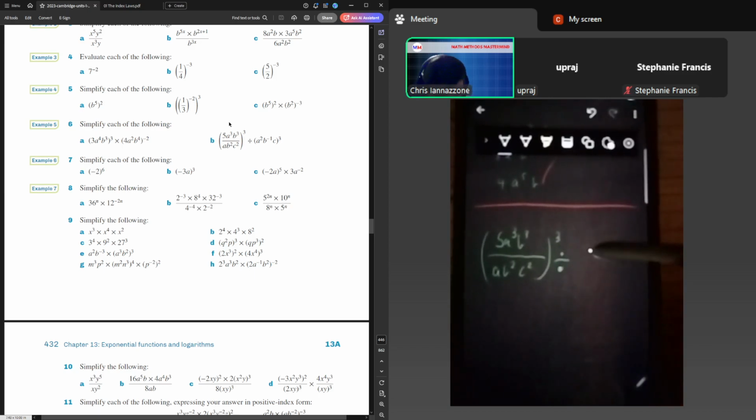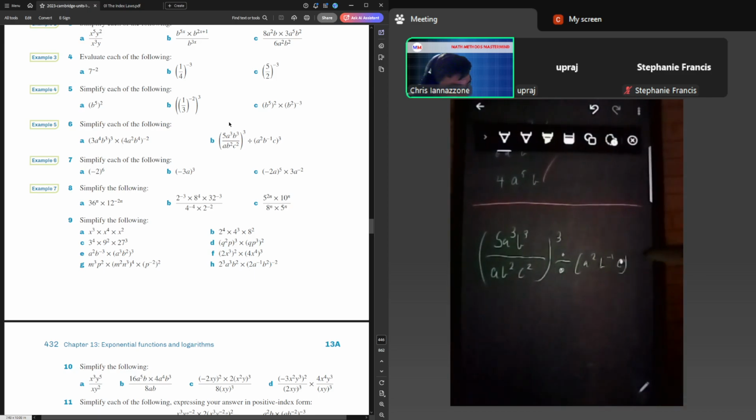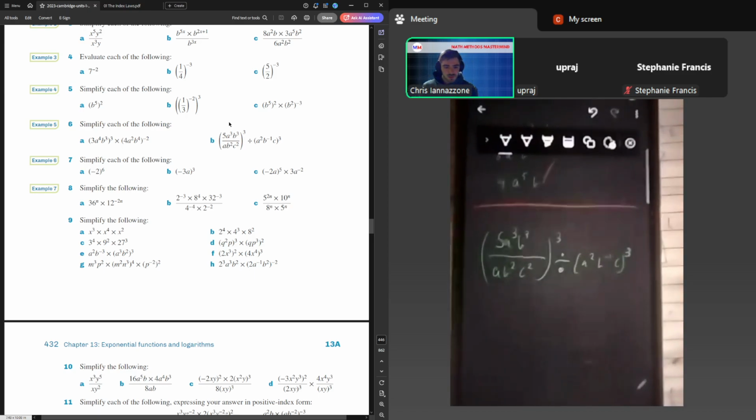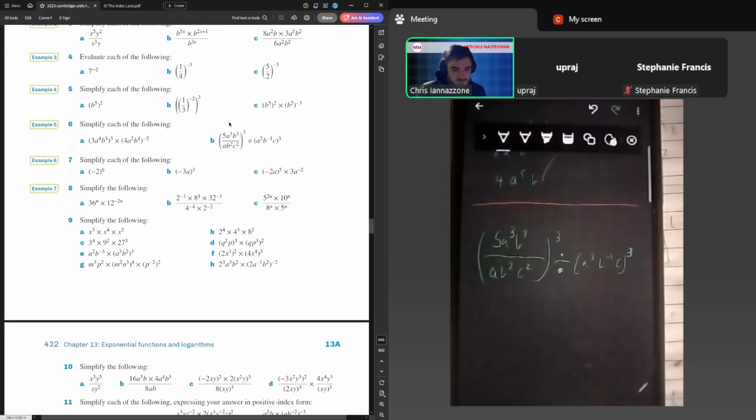I'm sure it'll unblur eventually. Divide a squared b to the negative 1, c, and then 3. Cool. So a fair bit going on there, absolutely. We're now looking at, in fact, I think there's going to be 2 new things that we haven't touched on yet, which will be when you have powers and when you have negative indexes.